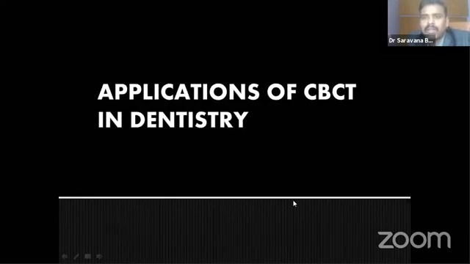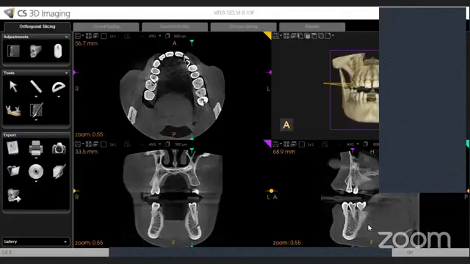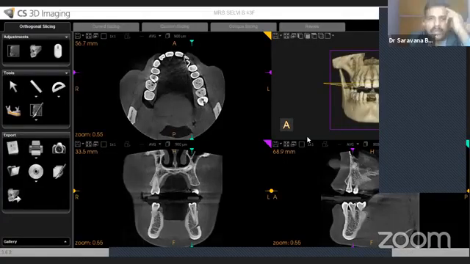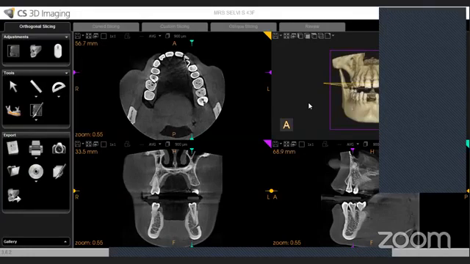Can I go ahead? Yes. Okay. Just let me know. Can you able to view the slices? Yes, we can able to view the screen. Okay.